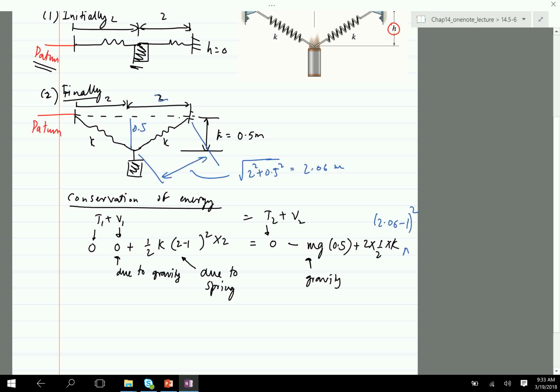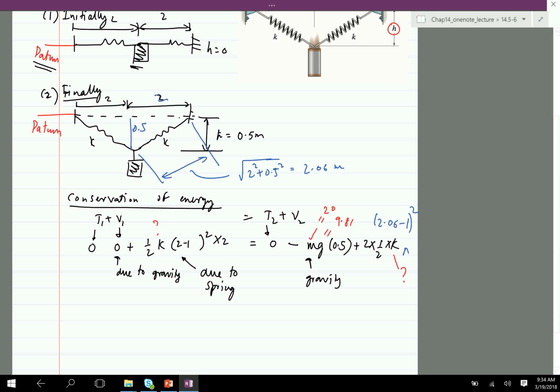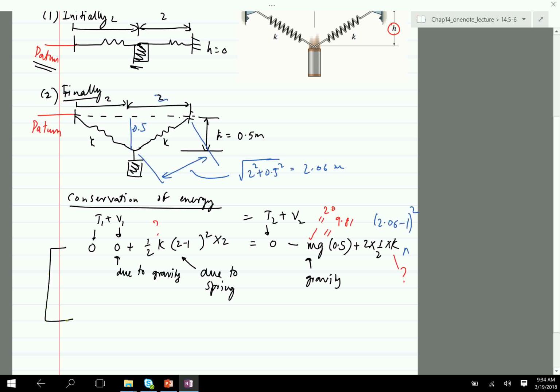Okay, so let's see. We have this equation. K is unknown, but M is known. It's 20. G is 9.81. So you have pretty much everything except K, and so you can solve for K. So what I got is 773 Newton per meter.